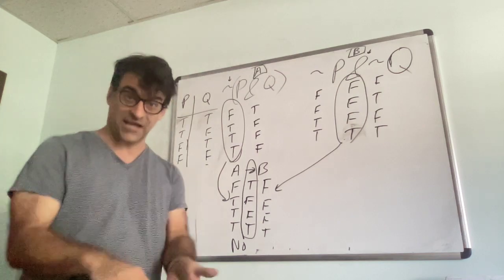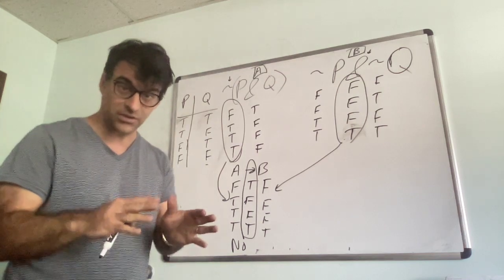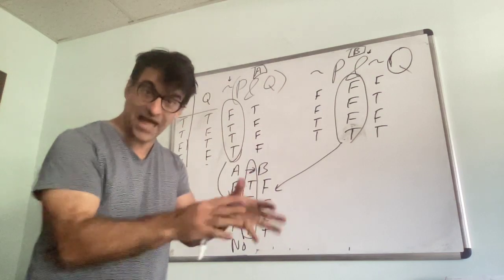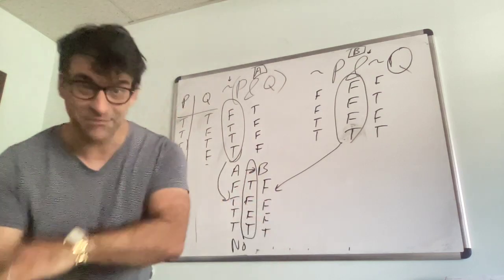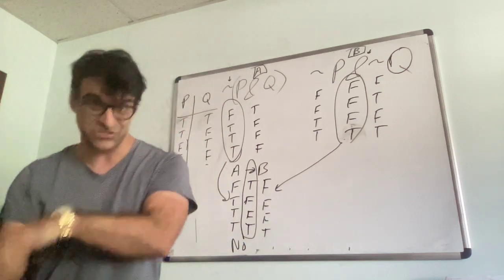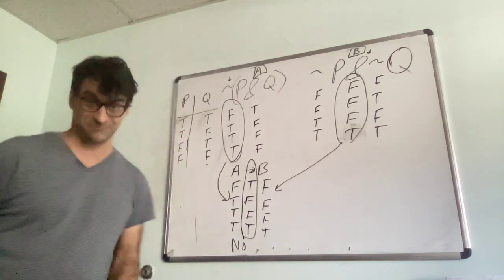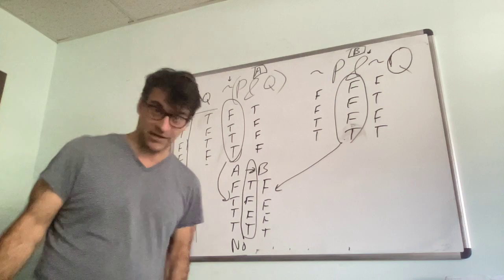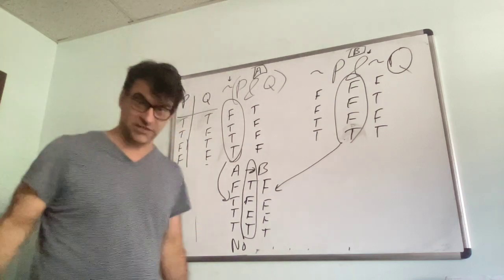We can now define a valid argument as an argument where the premises together logically imply the conclusion, meaning when the premises are all true, the conclusion also has to be true, right? Which goes back to chapter 1. But now we have a technical definition for it.